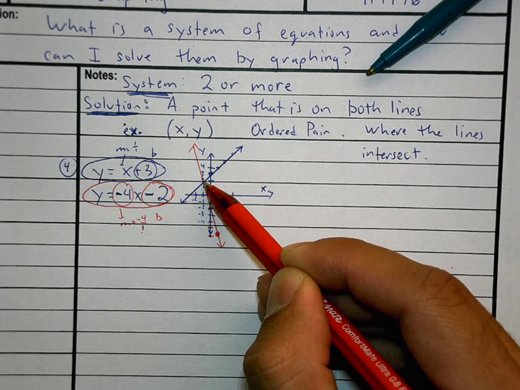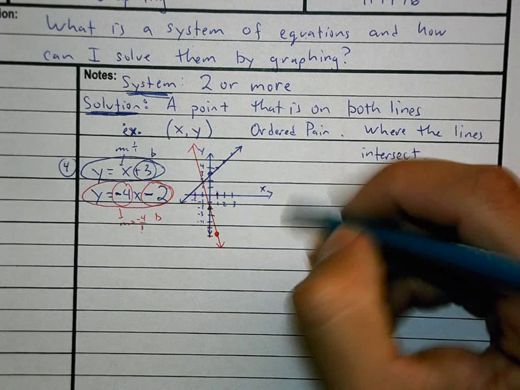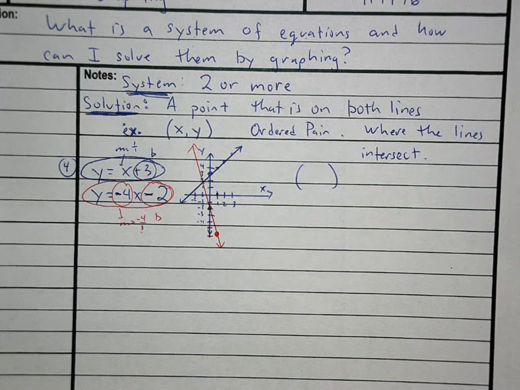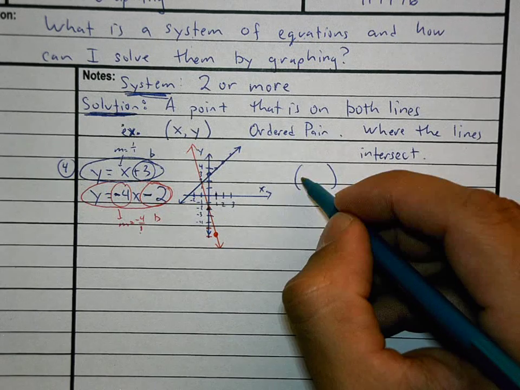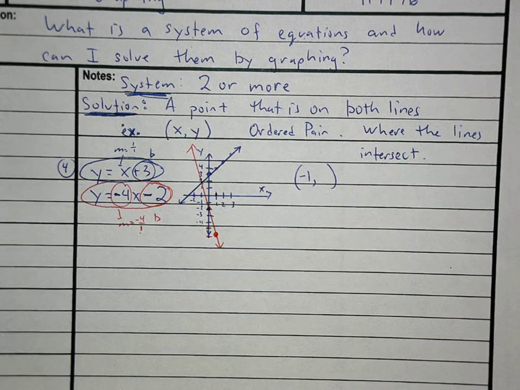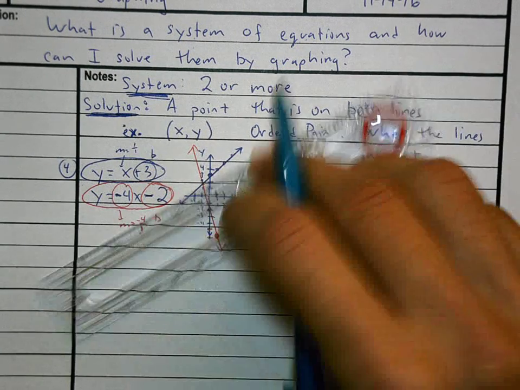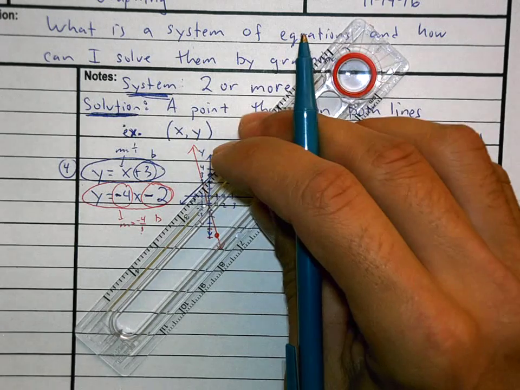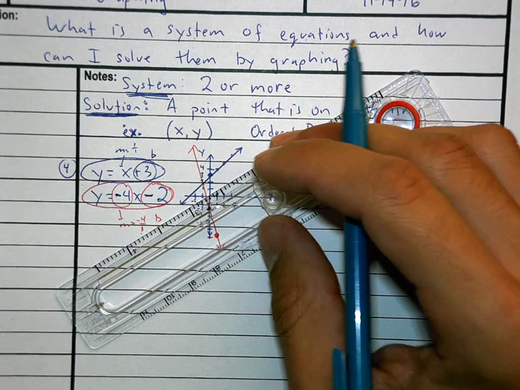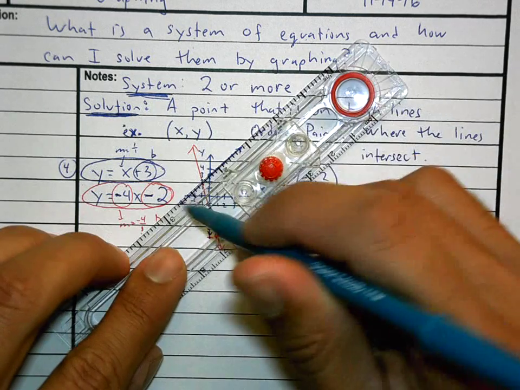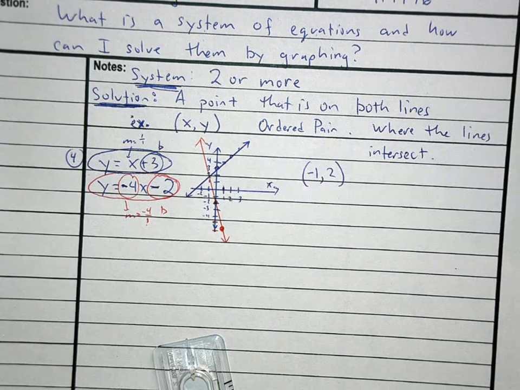My answer should be an ordered pair. Some x, some y. Do you know what that x is? Do you know what that y should be? What is the x? -1. And what's the y? 2. And depending on how you graphed it, if you went like this just a little bit, you might think it's a different number. So make sure your lines are as straight as you possibly can. Otherwise, you may find a different solution.